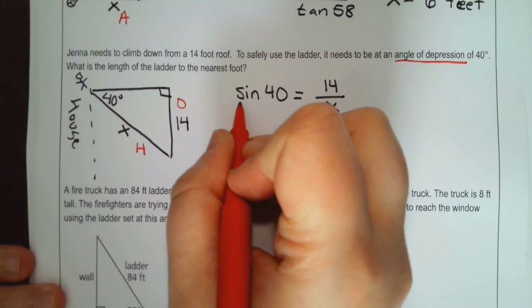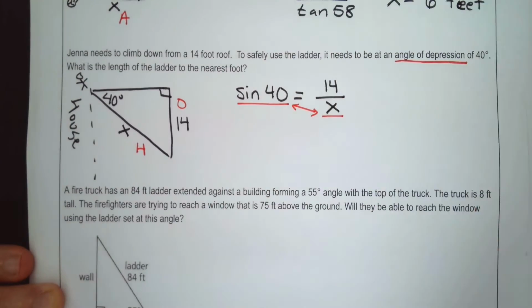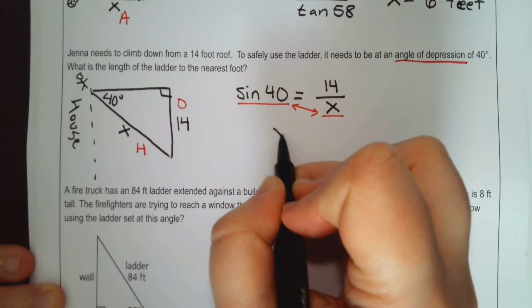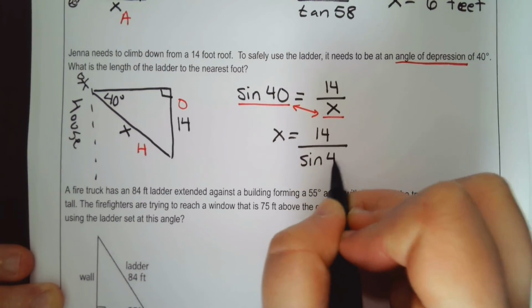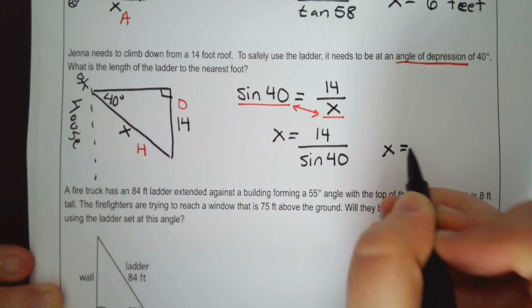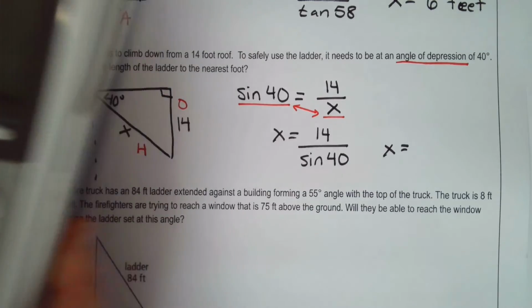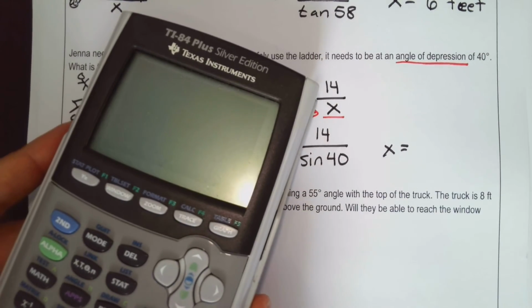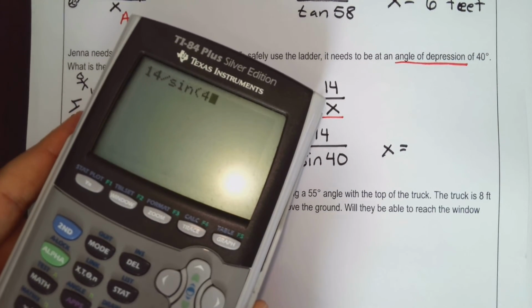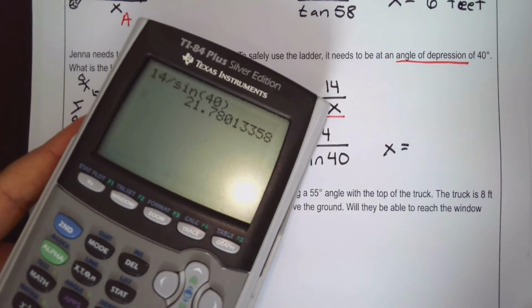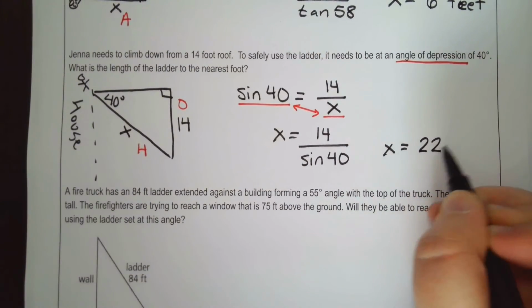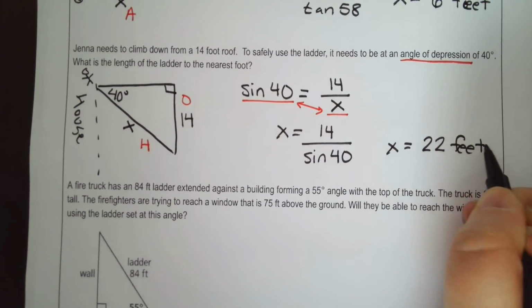We have the variable in the bottom. So we just flip-flop it. X is equal to 14 over sine of 40, and it says round to the nearest foot. So 14 divided by sine of 40, and we get 21.7. So we're going to round up to 22 feet.